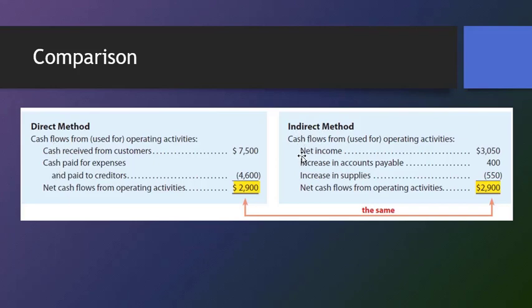So the indirect method starts with net income, and then again, we're going to adjust for the changes in working capital accounts. We will also adjust for non-cash items, and that will allow us to calculate the net cash flow from operating activities. Now again, assuming that it's done correctly, the net cash flow from operating activities will be exactly the same regardless of which method we use. And again, the section on investing activities and the section on financing activities is exactly the same under both methods. So nothing changes there. Only the operating section will look different.